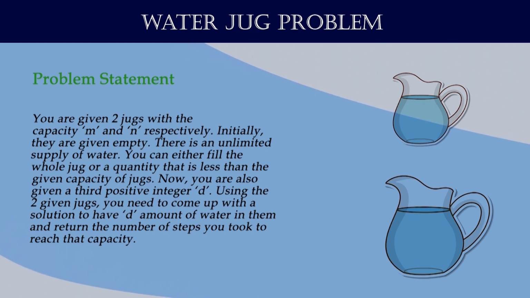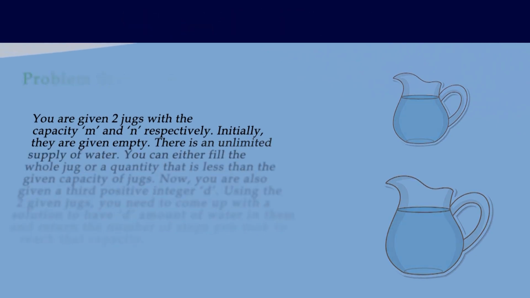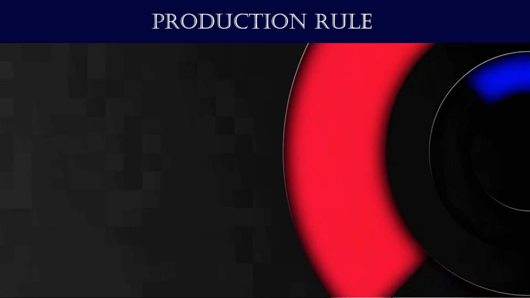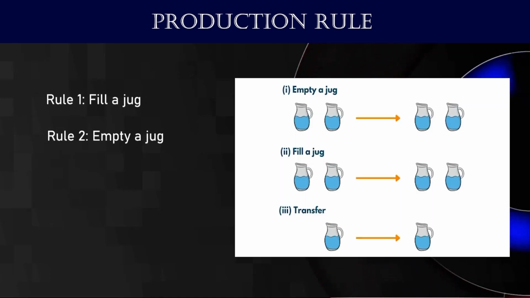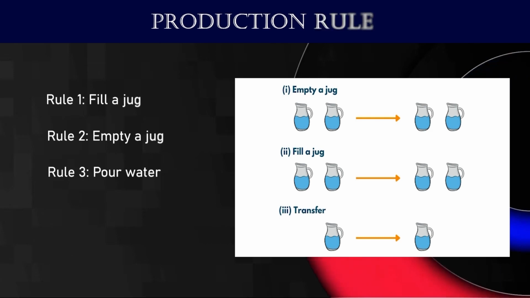Using the two given jugs, you need to come up with a solution to have d amount of water in them and return the number of steps you took to reach that capacity, and you have to follow the production rules. Rule number 1, fill a jug; rule number 2, empty a jug; and rule number 3, pour water. By using these rules, you complete the water jug problem.